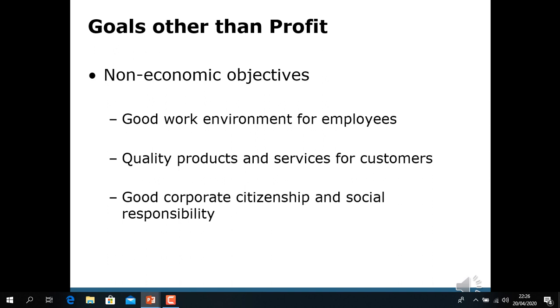What about the non-economic objectives? For non-economic purposes, for example, a good work environment for employees, quality products and services for customers, good corporate citizenship and social responsibility are samples of the non-economic objectives that sometimes a company should achieve.